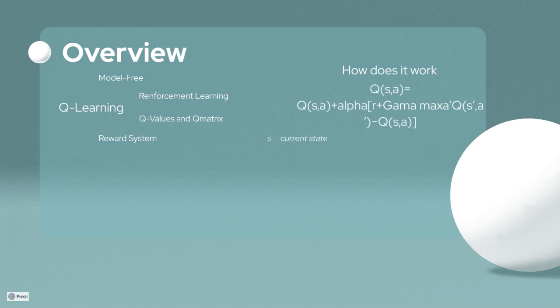The formula is as follows. S is the current state. A is the action taken. R is the reward received after taking action. S dash is the new state after action. A dash are the possible future actions from state S dash. Alpha is the learning rate, determining how much new information influences the existing Q-value. Gamma is the discount factor, which weighs the importance of future rewards versus immediate rewards.